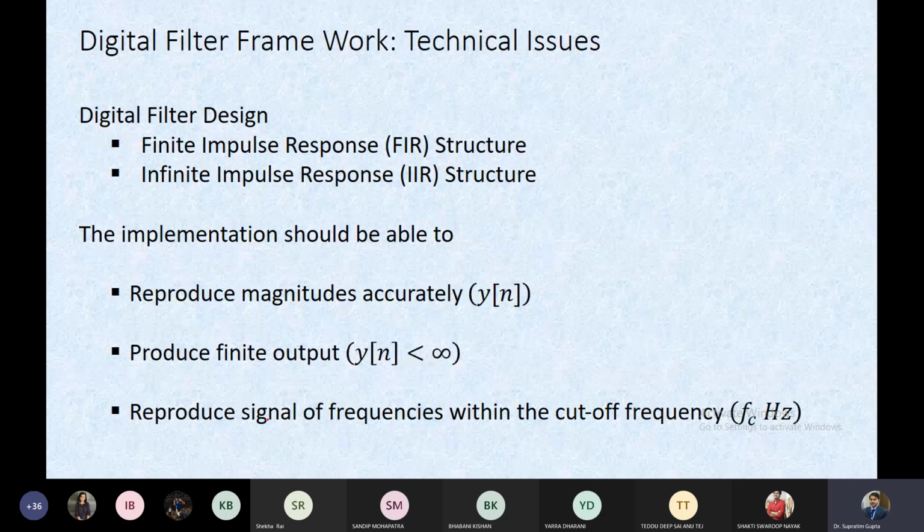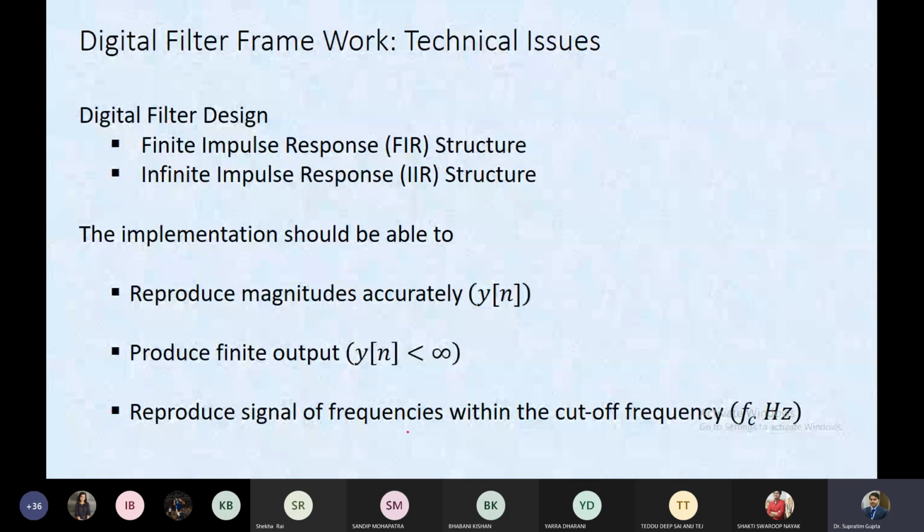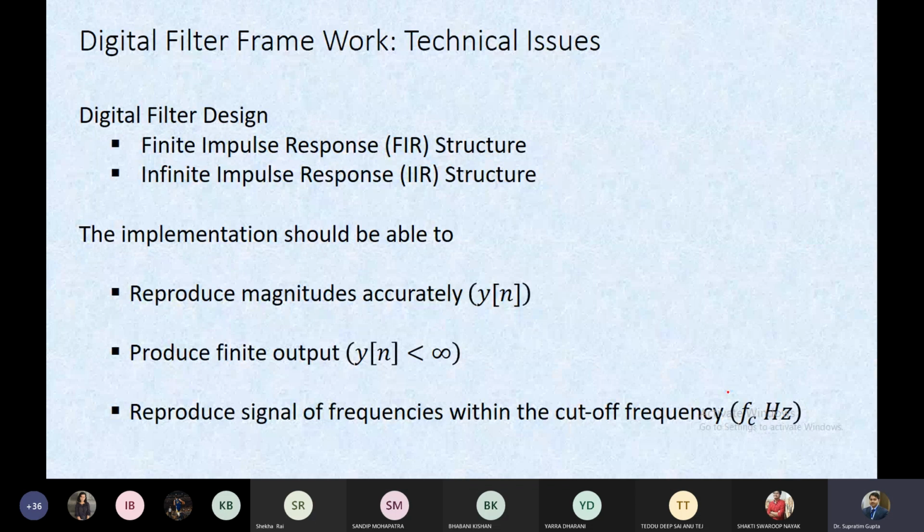Then reproduce the signal of frequencies within the cutoff frequency, which is basically related to the timing, because it decides the sampling frequency, and within that, half of the sampling frequency, that FC should be there. So that value should be there.